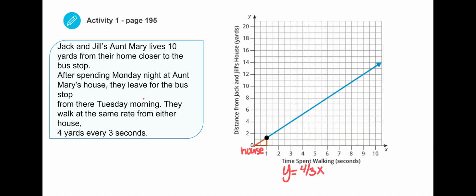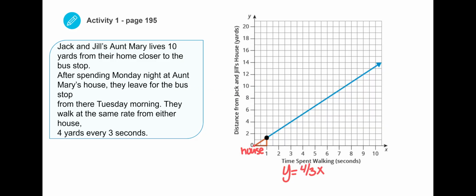Now, we're going to talk about Jack and Jill's Aunt Mary, who lives 10 yards from their home, and she's closer to the bus stop. So Monday night, they stay the night at Aunt Mary's house, and they have to leave for the bus stop on Tuesday morning. They walk at the same rate from either house, 4 yards every 3 seconds.